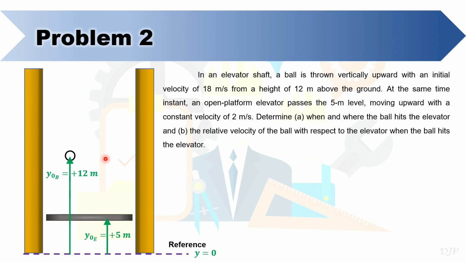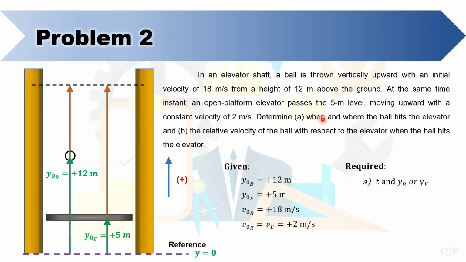So for this problem, let's denote that all vectors directed upward are positive, and let's write the given initial position for the ball and the elevator, and also the initial velocity of the ball and the constant velocity of the elevator. So we are required first to solve when and where the ball hits the elevator and the relative velocity of the ball with respect to the elevator when the ball hits the elevator.